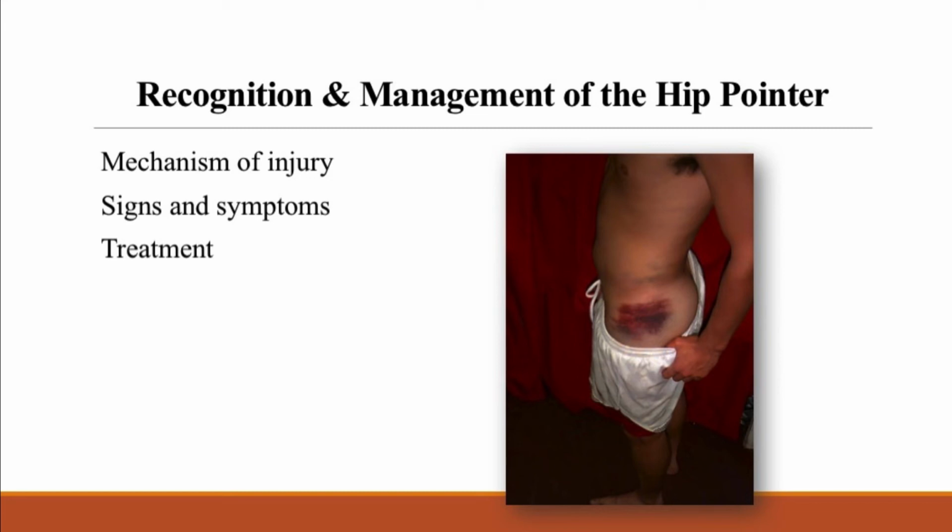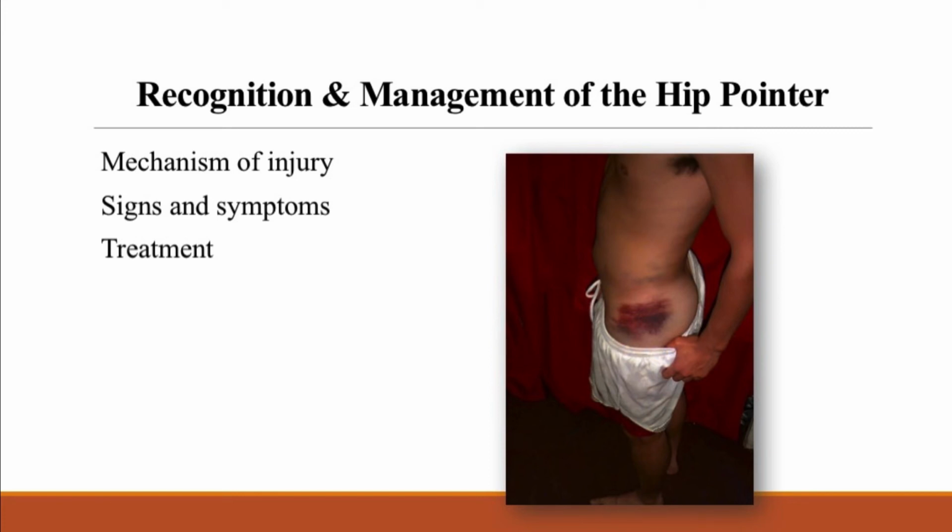The hip pointer is a contusion to the iliac crest. This is a painful condition because there isn't a lot of padding over the iliac crest. It causes a severe pinching action to the soft tissues. The signs and symptoms include pain, spasms, and increased difficulty flexing the hip and rotating the trunk.